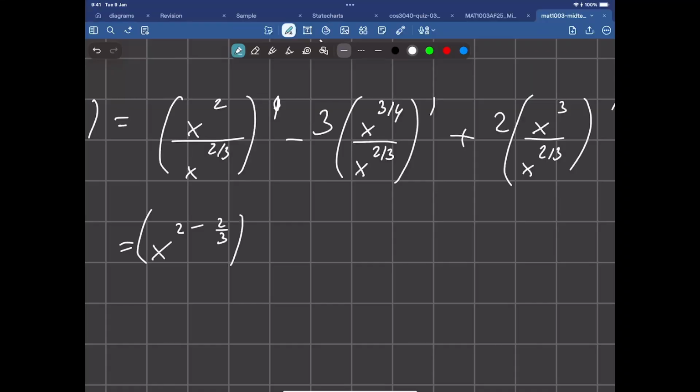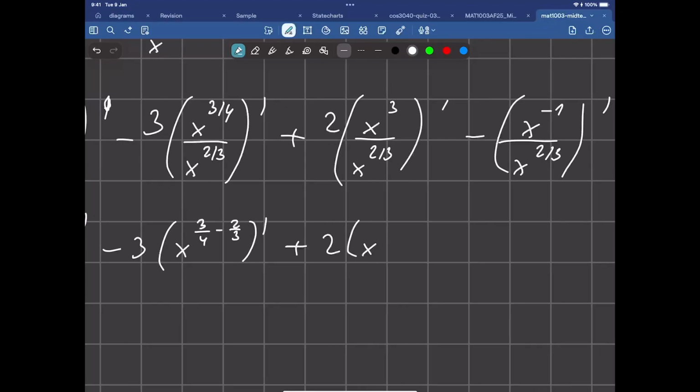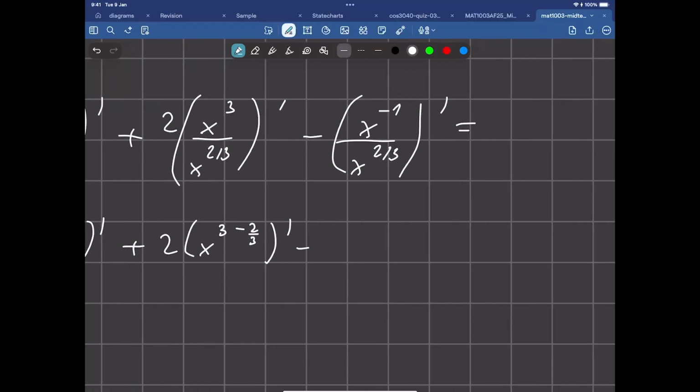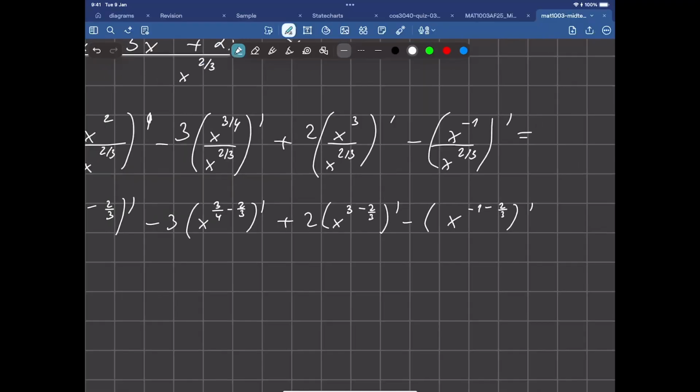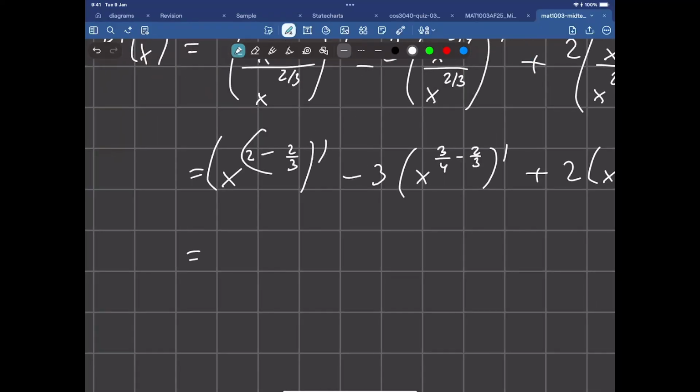And I still need to take the derivative of this thing. Minus 3 times, and now I have x to the power of 3/4 minus, the minus should be here, 2/3. That's how we divide, okay? And then derivative. Plus 2 times x to the power of 3 minus 2/3 derivative, minus x to the power of minus 1 minus 2/3 derivative, okay? That's getting better.